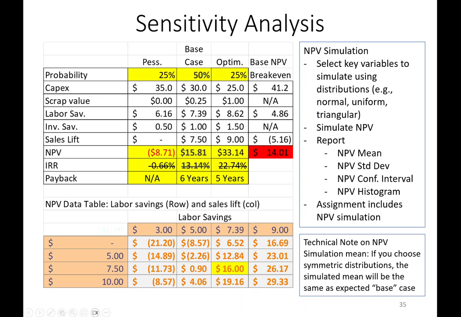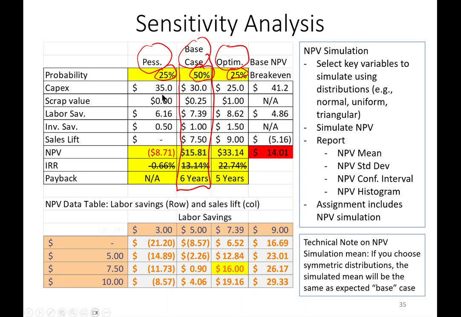On the Walmart automation, what I did here is I decided that I'm going to have a pessimistic, base case, and optimistic scenario. The base case is the one that we had just done in the last topic. And then I say there's a 50% chance of that base case happening. And then I have a 25% worst case and a 25% best case. So there's a 25% chance that the pessimistic situation happens.